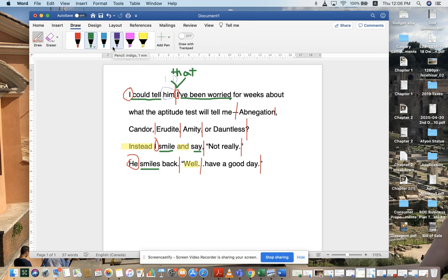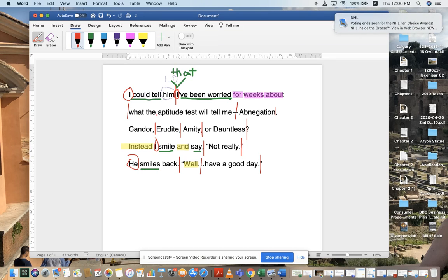Now, what is it that I'm worried about, right? So we have that about here, preposition, and I'm going to stop before I get to the what, okay? Because we have 4 weeks, again, preposition, object of the preposition, about, and then we have what, okay? Now, what is going to answer what I'm worried about? It is an indirect question, okay? So, in other words, the direct question would be, what will the aptitude test tell me? Indirectly, I'm worried about what the aptitude test will tell me.